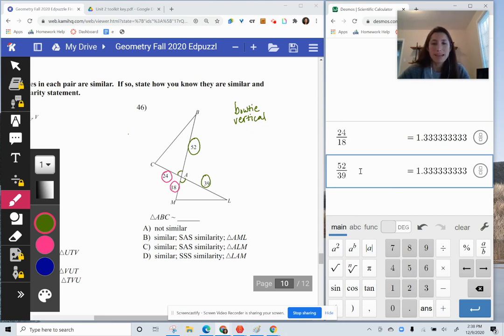So this is a side angle side. Now it can't be side, side, side. And that's because I only have two side measurements, but I do have the angle in the middle of those triangles. So it is a side angle side similarity. And it looks like we're also creating the statement for that. So side angle side similarity.